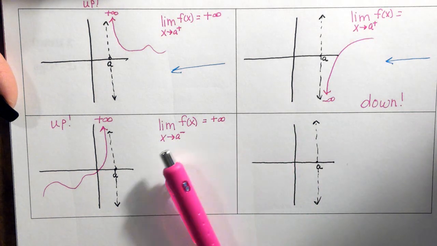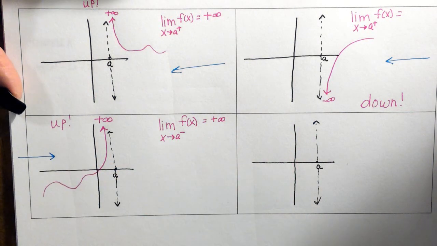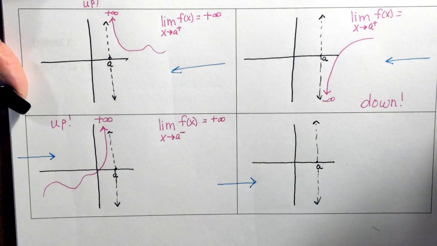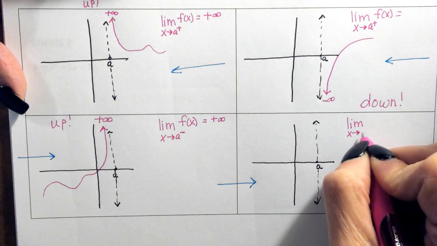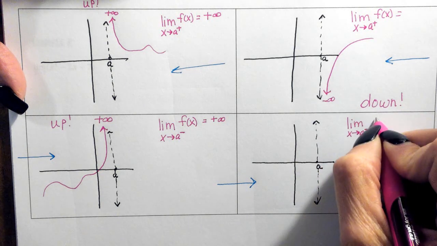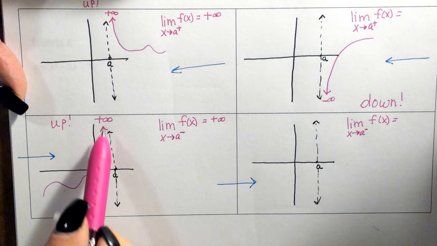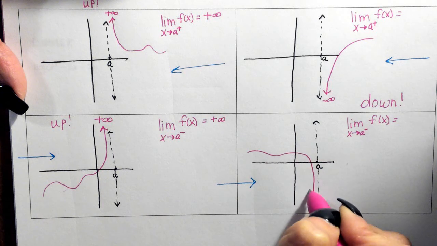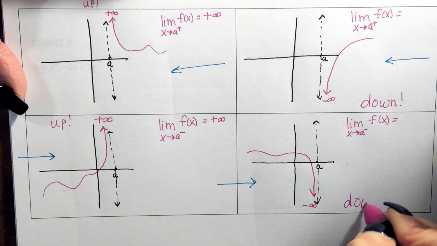Now, this one is coming from the left as well. So let's come from the left again. But this time we're going to say the limit as x approaches a from the left of f of x equals, this one went up, so logically this one is coming and then it's going to go down to negative infinity. So this one is down.